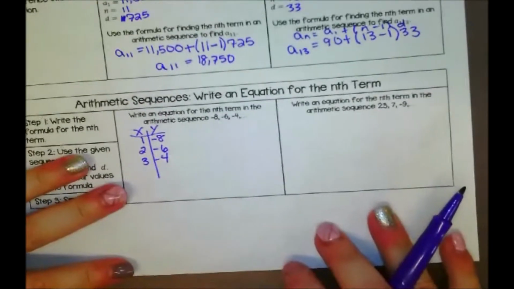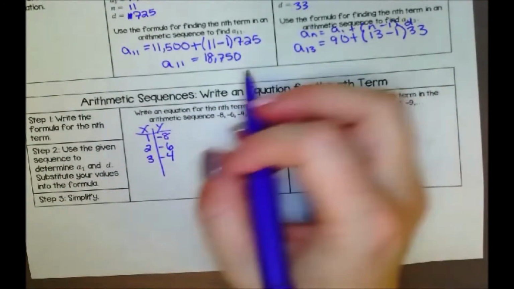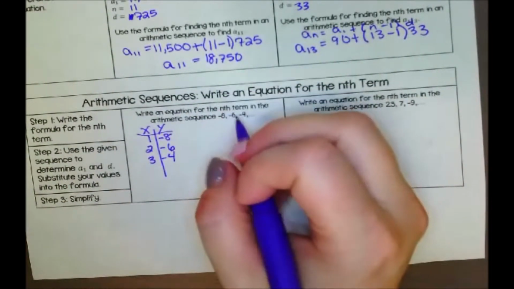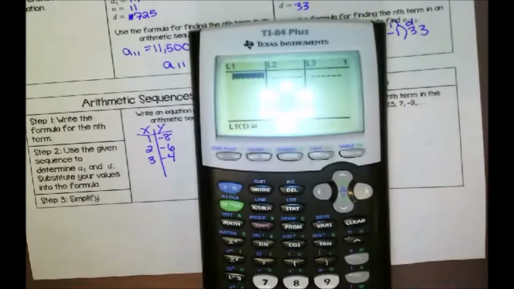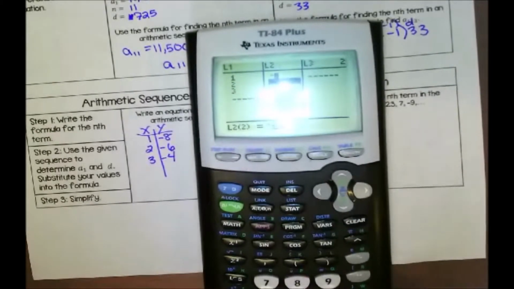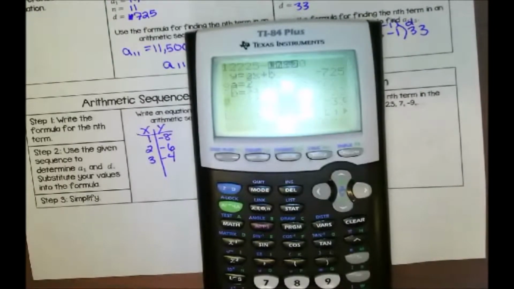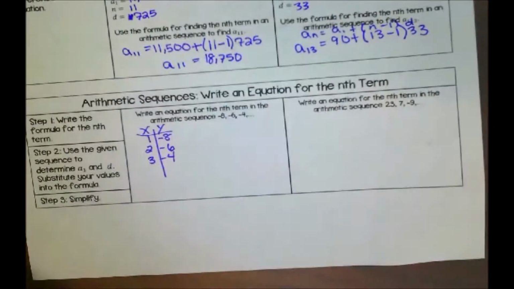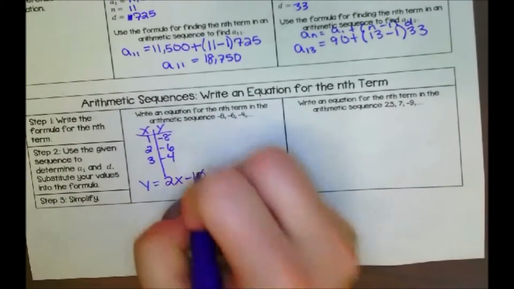Then, on writing, there's two ways that you can do this. It also depends on your answer choices. So the first, you can always use stat edit for a table. If you've made a table, you can use stat edit for the table. This is linear. So we've got 2x minus 10. That would be this equation in slope-intercept form.